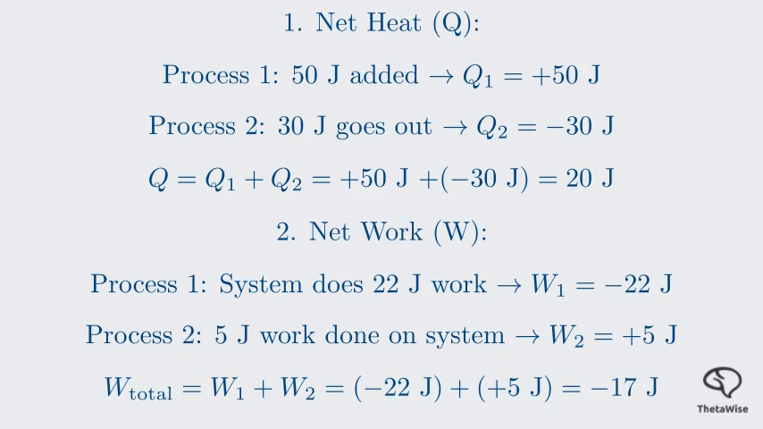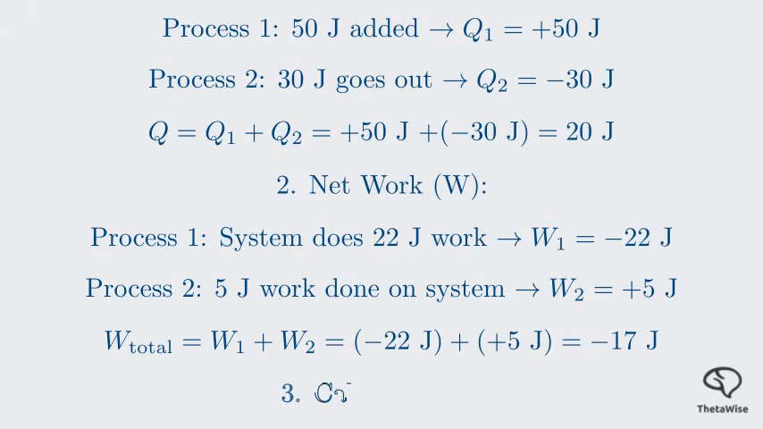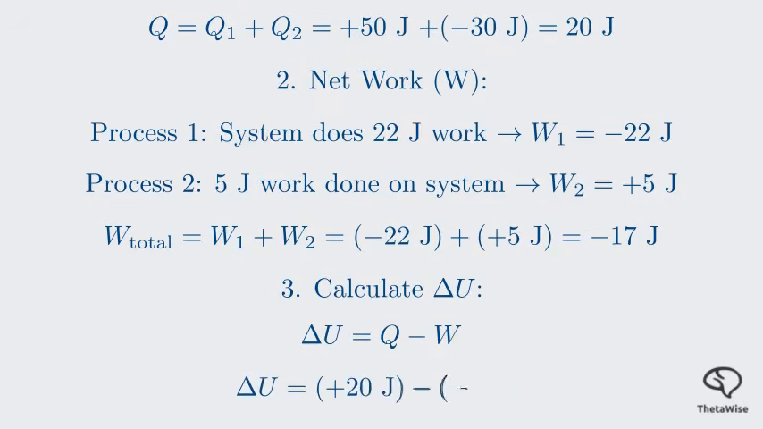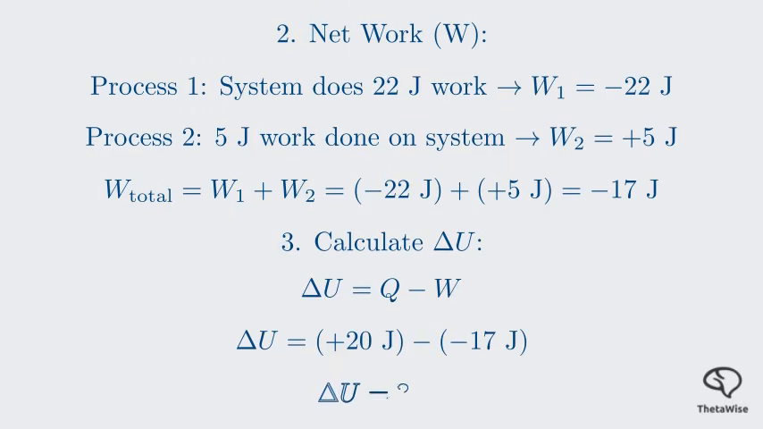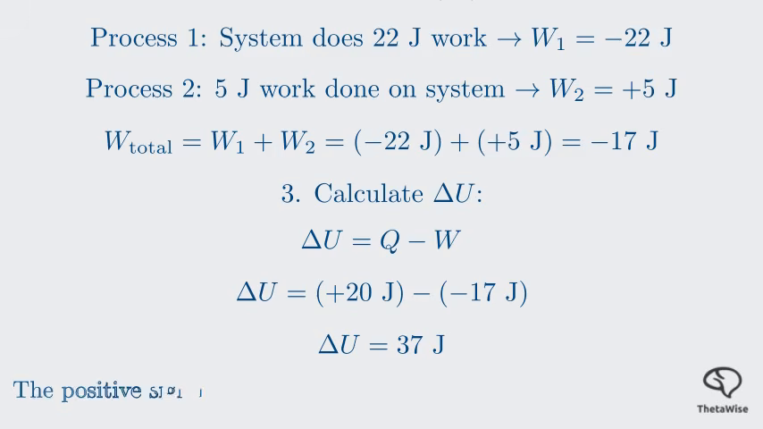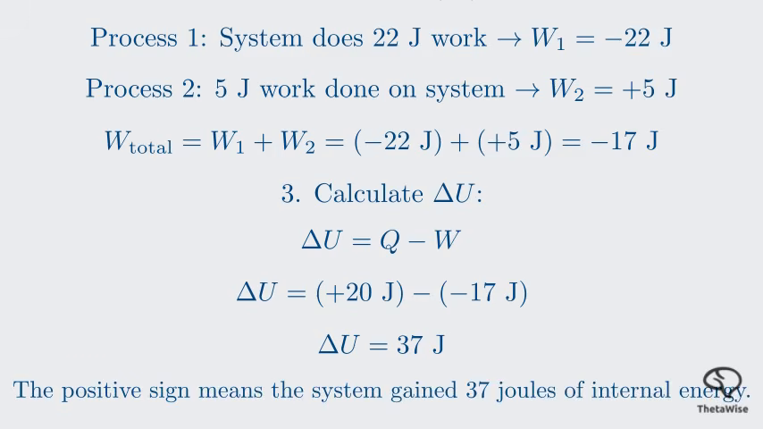We can use the first law to find the total change in internal energy. The change in internal energy, dU, is the net heat minus the net work. Substituting our values, we get 20 minus negative 17, which equals 37 joules. The positive sign means the system gained 37 joules of internal energy.